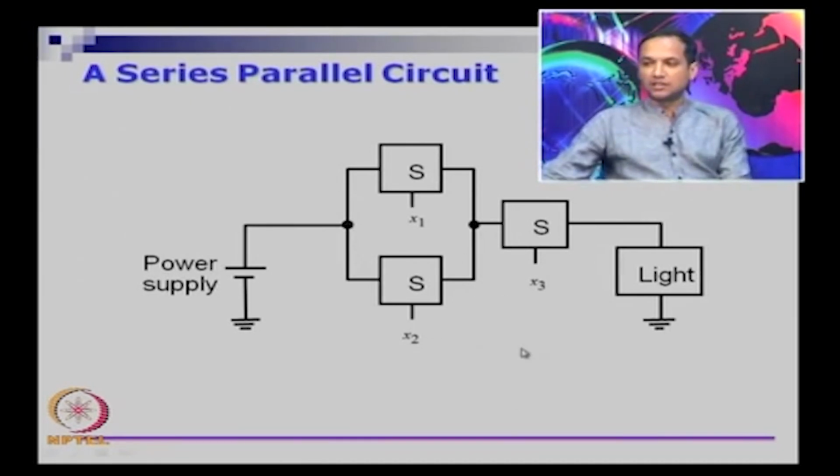So, that is the way in which you can do what is called a series parallel circuit. We have two switches which are in parallel, and these are in series with another switch here, and that is controlling the light.